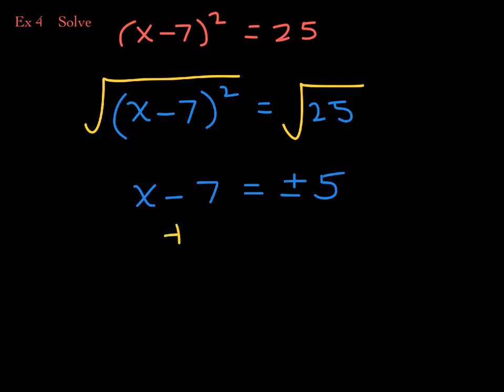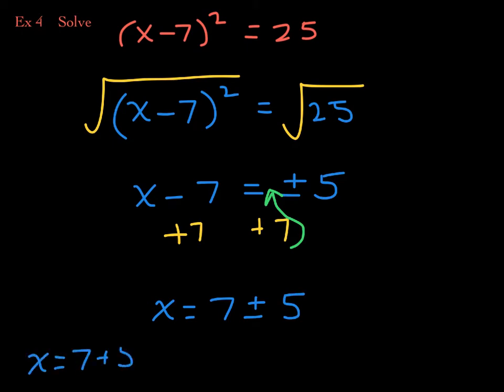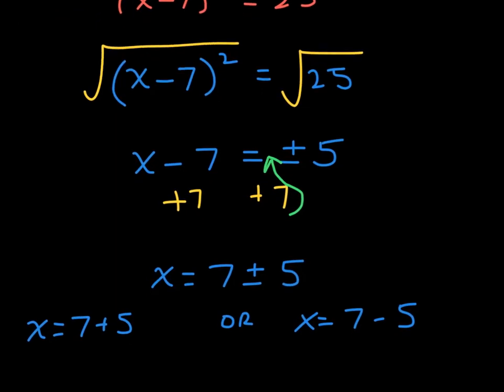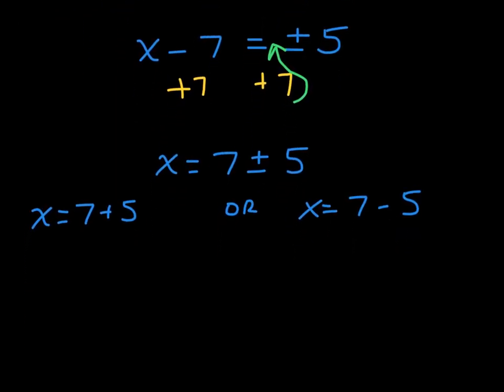Now be careful here. When you add 7 to the right-hand side, make sure to put this plus 7 right in front of the plus or minus symbol. So that way you get x is equal to 7 plus or minus 5. That is to say, x is 7 plus 5, or x is 7 minus 5. Okay? And so then your solutions are x is 12 or x is 2.